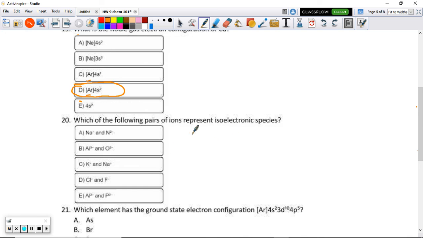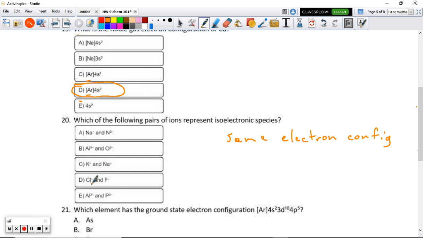Which of the following pairs of electrons represents isoelectronic species? So we need to find two that are going to have the same electron configuration. We're going to do this for ions. You can have ions that look isoelectronic with each other, or an ion that is isoelectronic with a noble gas. You won't have standard configurations that would be isoelectronic.